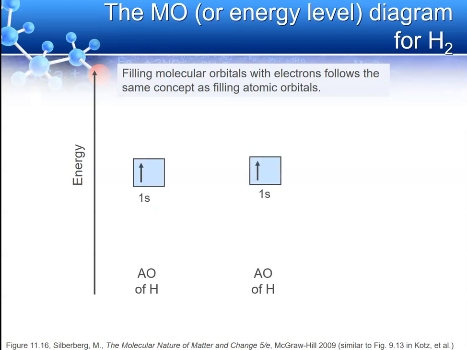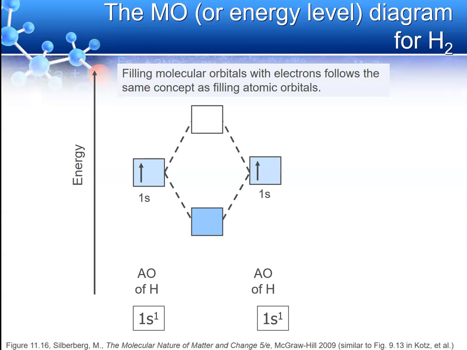So we start out with two atomic orbitals of hydrogen, and they each have one electron in each of these 1s atomic orbitals. So our electron configuration for hydrogen, of course, is 1s1. So what we're going to do now is mix those two, and now we are left with two molecular orbitals, bonding of lower energy, anti-bonding of higher energy. So the bonding orbital is sigma 1s, the anti-bonding is sigma star 1s.